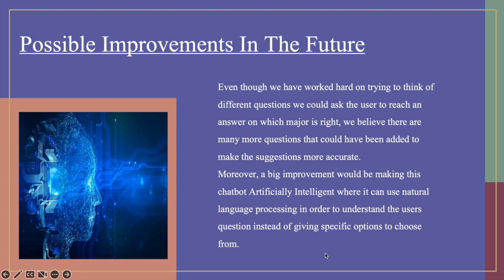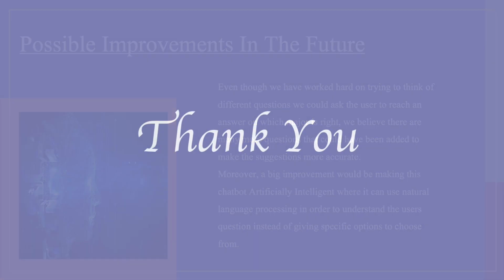Now moving on to possible improvements in the future. Even though we have worked hard on trying to think of different questions we can ask the user to reach an answer on which major is right, we believe there are many more questions that could have been added to make the suggestions more accurate. Moreover, a big improvement would be making this chatbot artificially intelligent, where it can use natural language processing in order to understand the user's questions, instead of giving specific options to choose from. Thank you for your time.